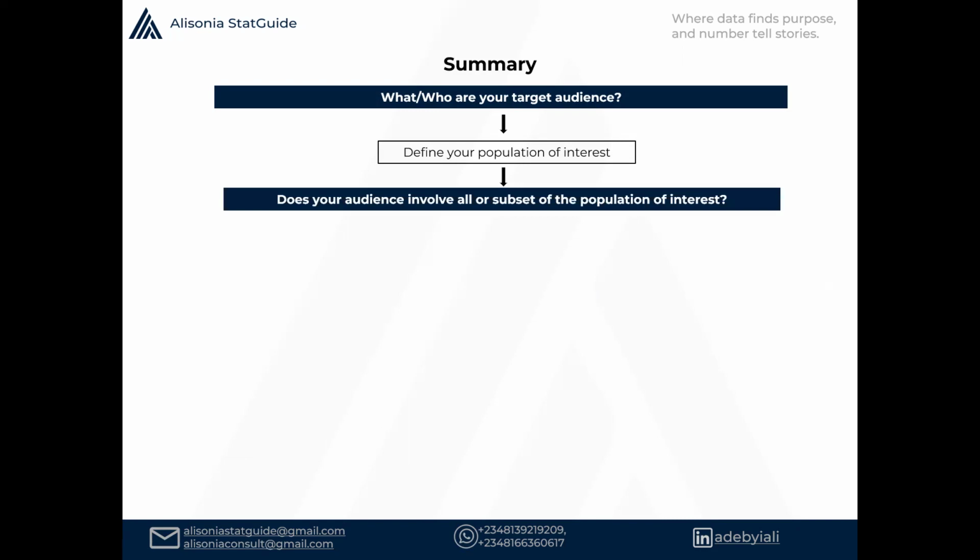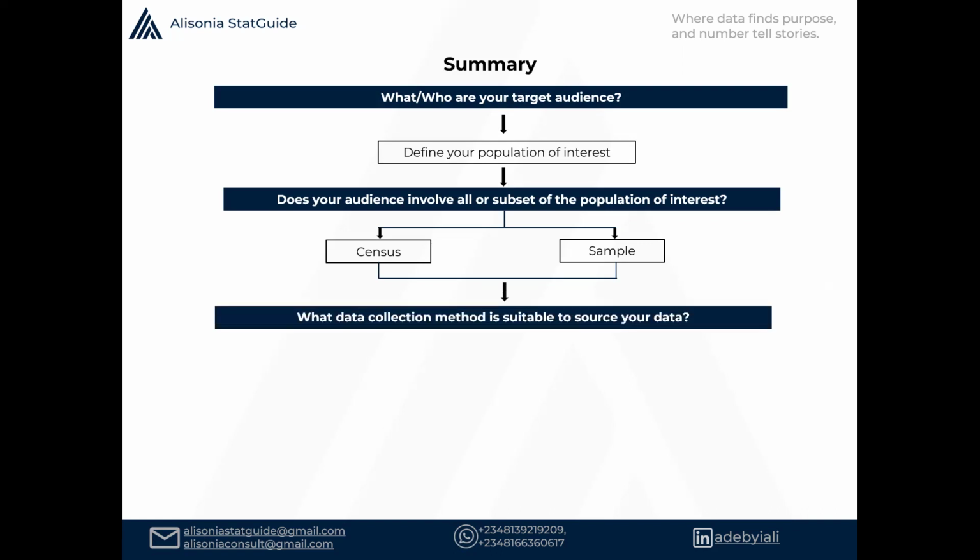So does your audience involve all or subsets of the population of interest? If it is all, then we're talking about census. It is complete enumeration. If it is a subset or fractional part of the population of interest, we're talking about a sample, which is partial enumeration. And we all know that both census and sample have their own pros and cons. So we're not talking about that in this class. You can read more about that later online.